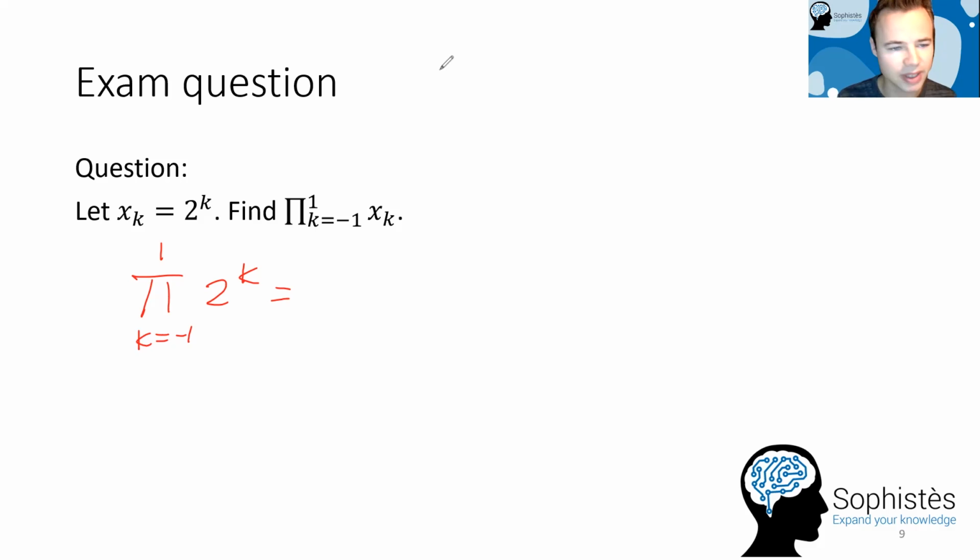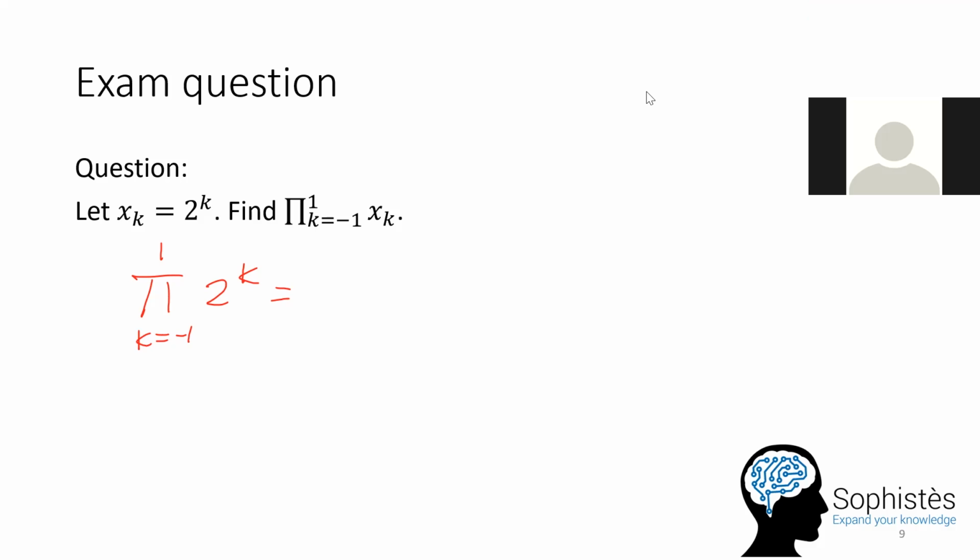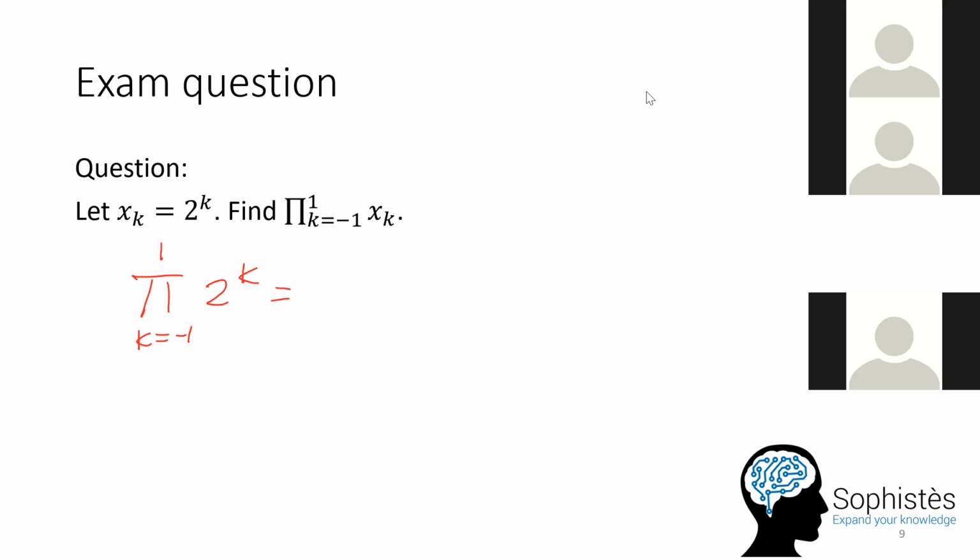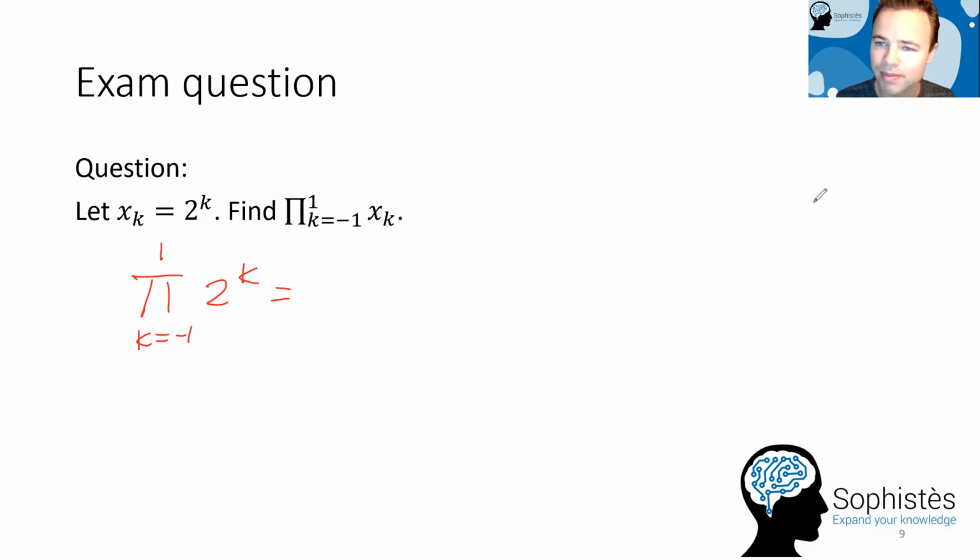Would you like to help me, Sophia, with this question? Would you like to help me, Sophia, if you're there? I see something in the chat. Ah, you have some problems with your Wi-Fi. No problem. Boris, would you maybe like to help me? Sure, but I didn't really find out yet, but I can help. Maybe we can do it together.